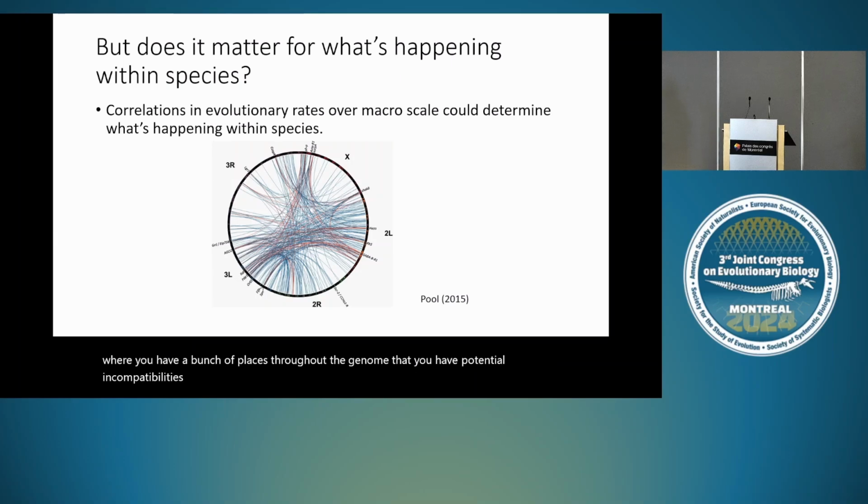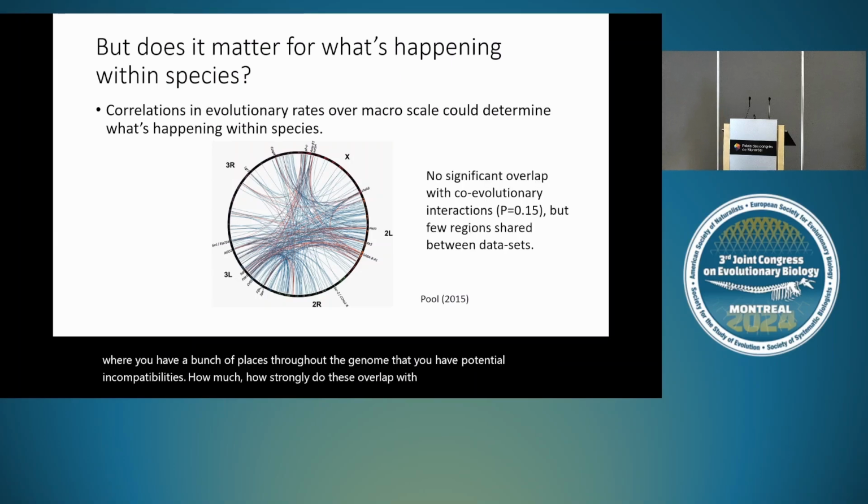How strongly do these overlap with the interactions that we find? They don't. Part of the problem is relatively few BUSCOs fall into those regions that they identify, right? We're not looking at the entire genome, we're looking at a smaller subset of genes. So then I went back to the drawing board and I thought, okay, do we have data where we can just look at exact BUSCO locations and see what's there?